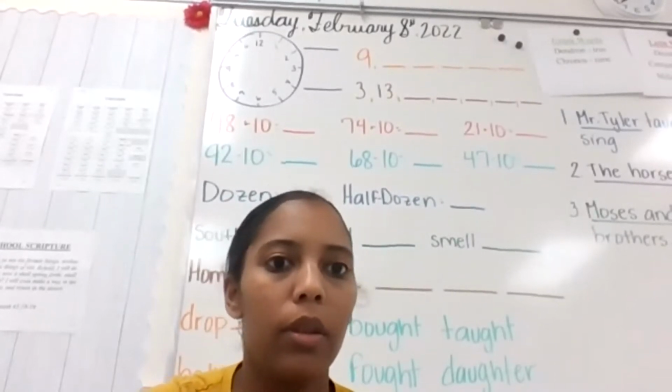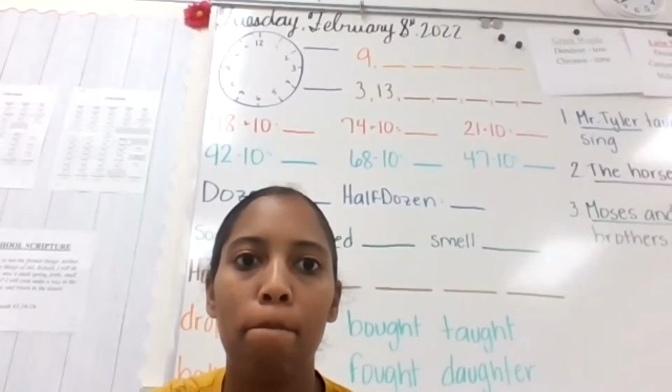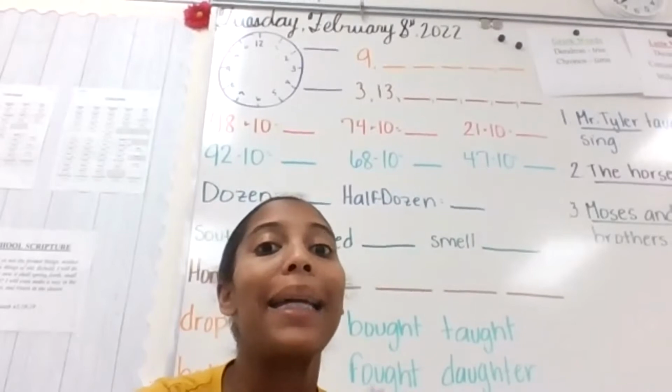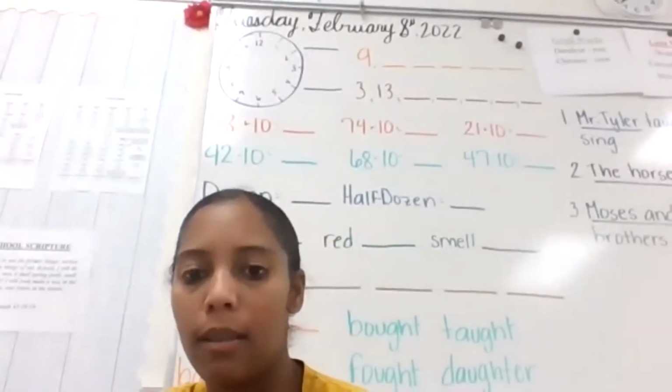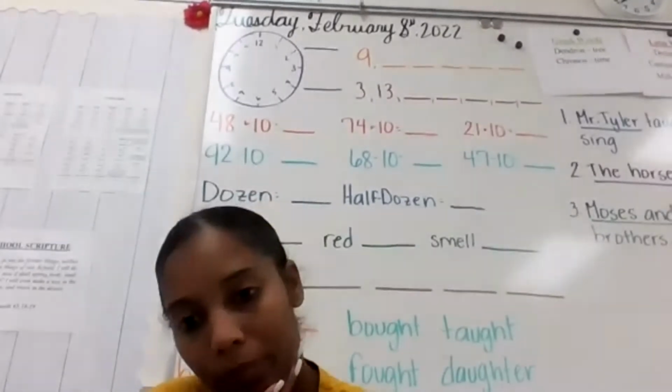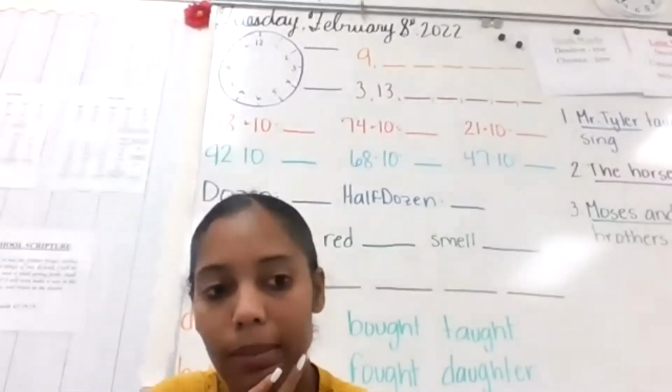Okay, but so 46 minus 10. Minus 10. We're losing 10. 43. 46.